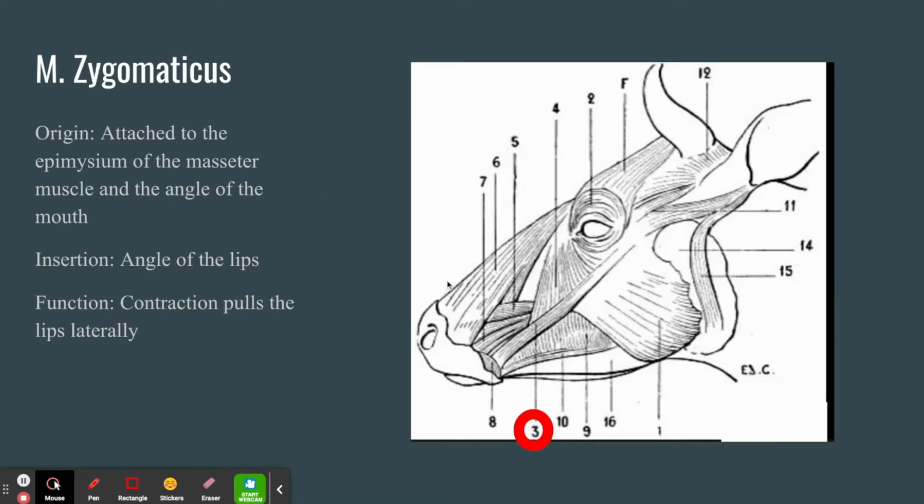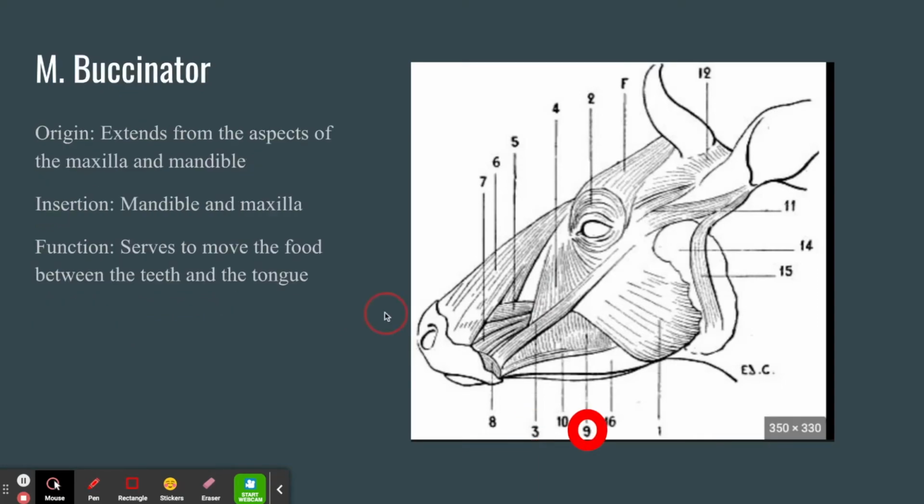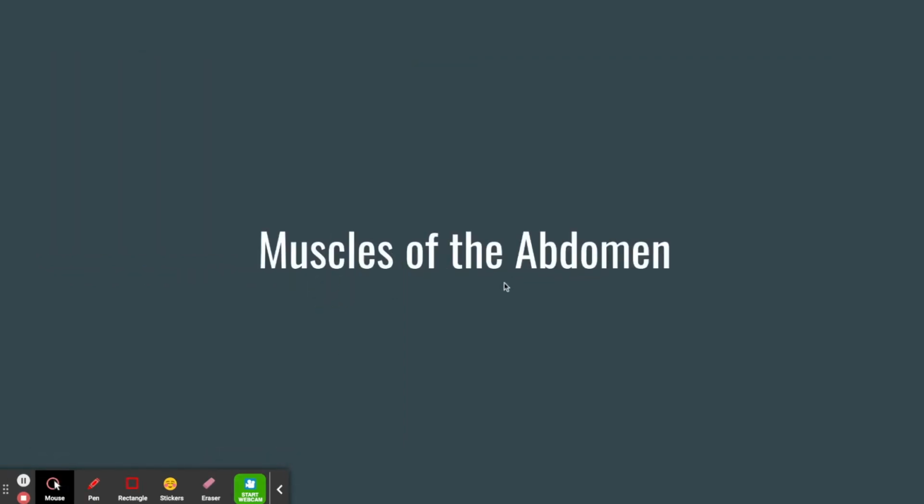Then you have zygomaticus. Its origin is that it's attached to the epimysium of the masseter muscle and the angle of the mouth, and its insertion is the angle of the lips. And the function is that contraction pulls the lips laterally. And then you have the buccinator, which has its origin extending from the aspects of the maxilla and mandible, and its insertion is the mandible and maxilla, and the function is that it serves to move the food between the teeth and the tongue.